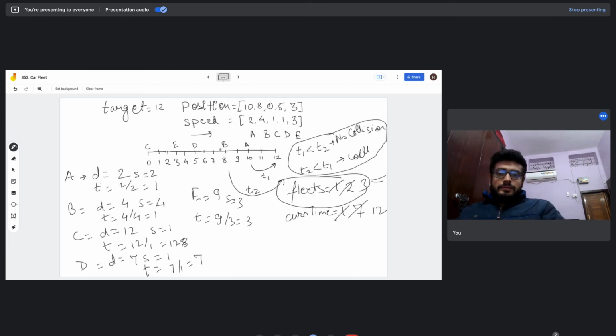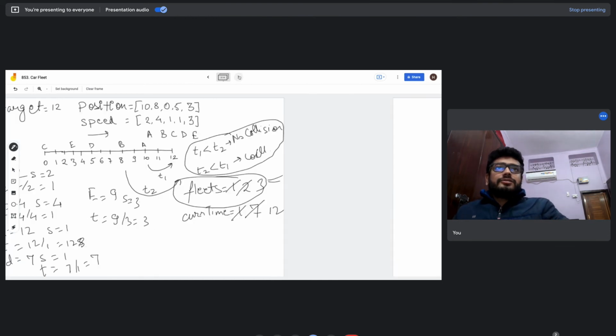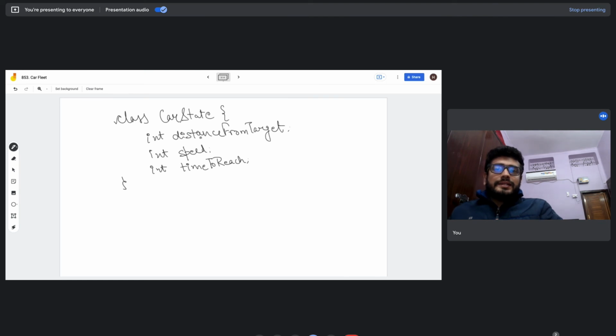Now there is one important thing to consider in this problem, which is how we are going to represent a particular state of a car. A car can basically be represented by 3 particular variables. One is how far it is from the target, the second is the speed of the car, and the third is the time it takes to reach the final target. So this is how we can represent each of these cars, that is the state of the car. In total we would have n cars, so we would have an array of these car states. This is how we can represent the data model of our problem.